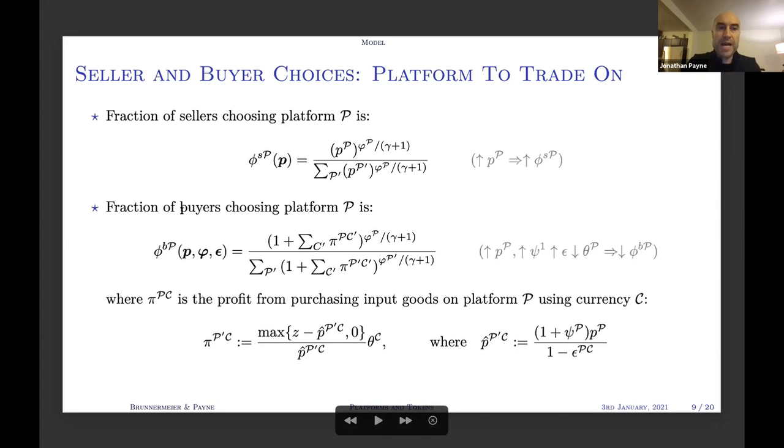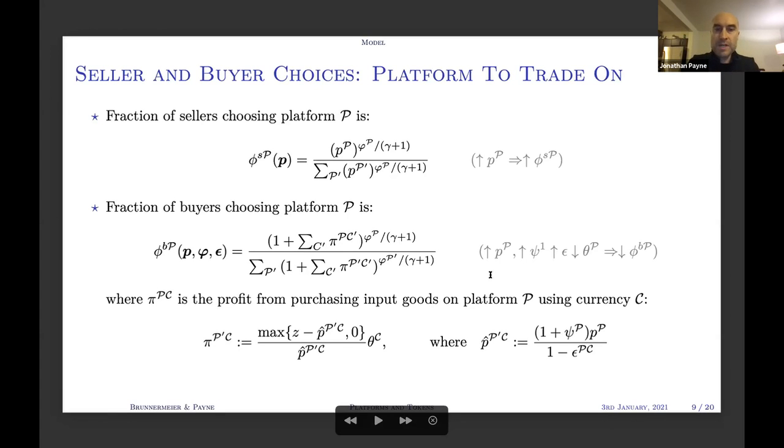Likewise, we can think about what happens for the fraction of buyers going to a particular platform. And here the formula looks similar, except it's complicated a bit by the currency exchange and production decisions. So here we get that the fraction of buyers that want to go to a particular platform is the profit they get from trading on that platform divided by the average profit they get across the two different platforms. That's what this top is divided by the bottom, where this pi c is the profit from purchasing input goods on platform P using a particular currency.